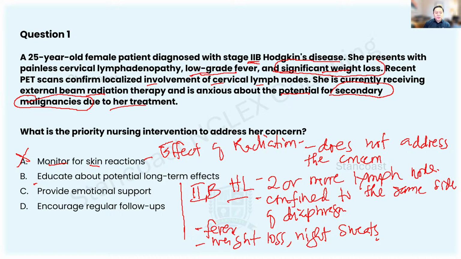Now, the correct answer here, or basically the rationale for this answer, is to educate about the potential long-term effects. The therapy in this patient will actually include the development of secondary cancers. Okay, and we really want to educate them about the importance of compliance with the therapy and also the follow-up care. So this is basically what will address the patient's worry.